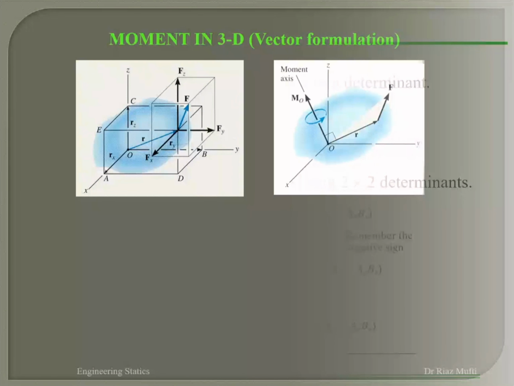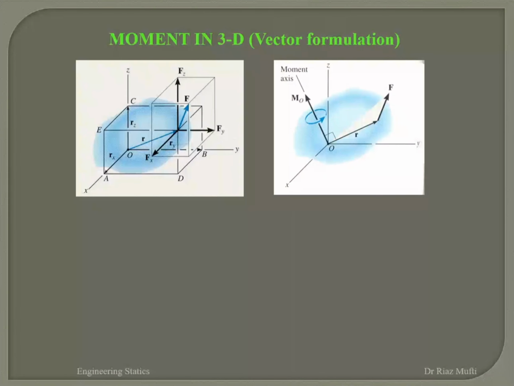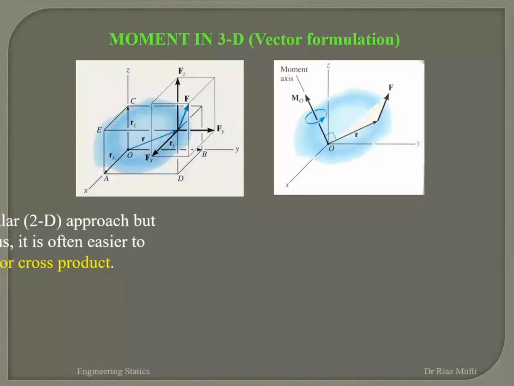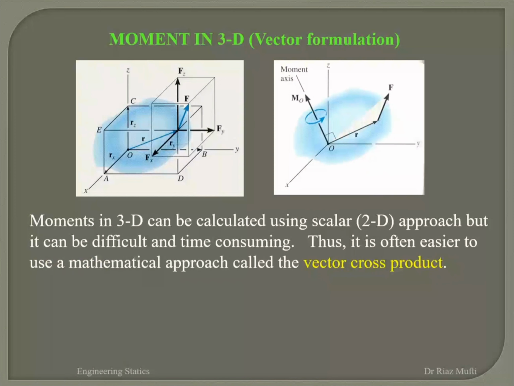Okay, moment in 3D. The reason why I was spending time on matrix and the vector cross product is that the cross product of two vectors was needed for calculating the moment. So what we have here is a very interesting situation. We've got position vector R, and we've got a force vector F. How are we going to find the product of those two?